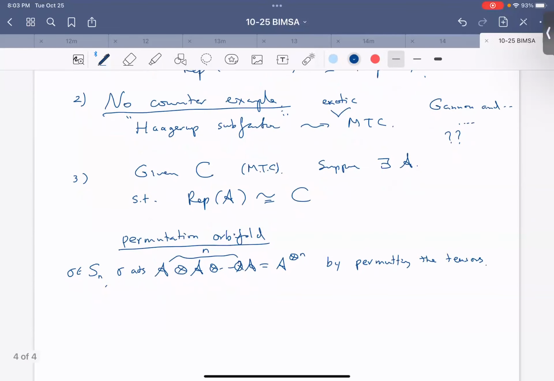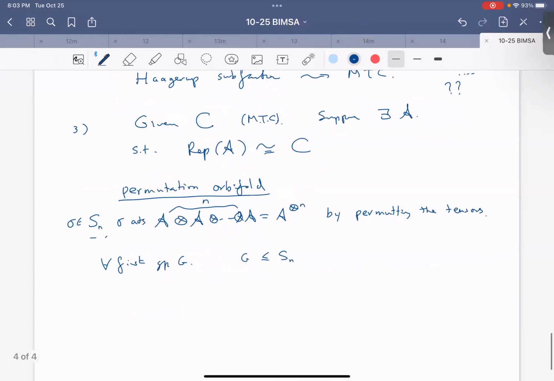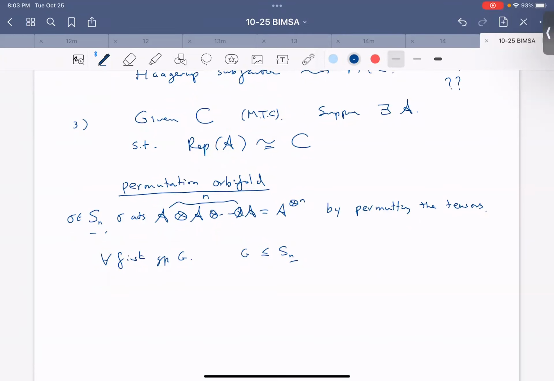And this action turns out to be proper. Notice that any finite group G embeds into S_n when n is sufficiently large. For instance, you can take n to be the cardinality of the group G. So any group can act on A tensored with itself n times when n is sufficiently large, and then you can take the orbifold: take this A tensor n and then take the fixed point algebra. So this gives the orbifold construction.